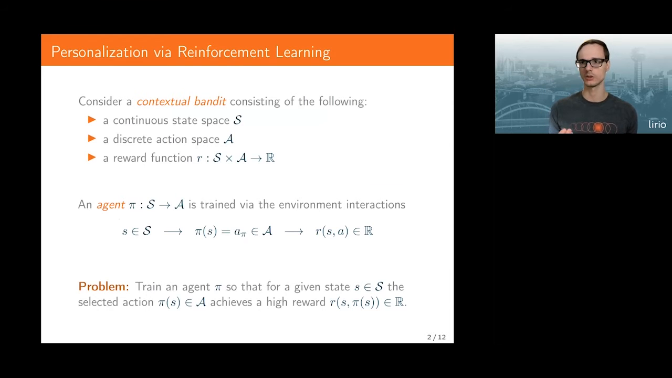An agent in this context would be any kind of system that takes as an input the observed state, produces an action, and then observes the reward, and typically adjusts its weights and learns from this interaction. So the overall problem is stated as follows: train an agent that for a given observed state selects an action that produces the highest reward. So overall, it's very similar to a conventional contextual bandit problem.